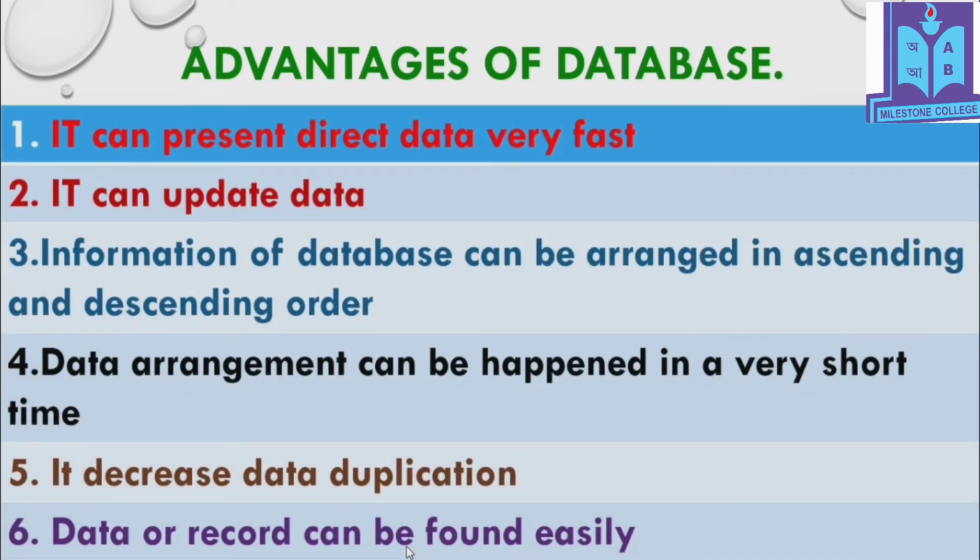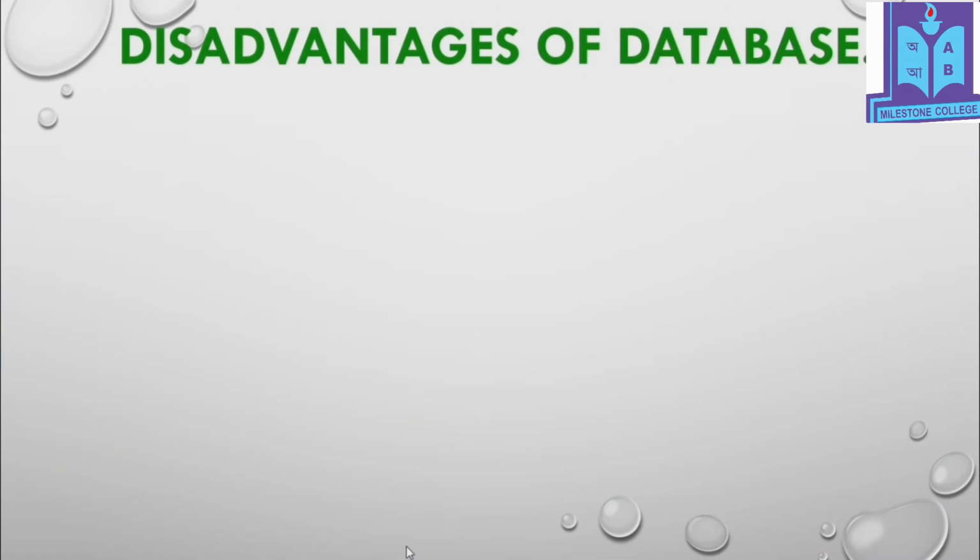Advantages of a database now. It can present direct data very fast. It can update data. Information in a database can be arranged in ascending or descending order. And data arrangement can happen in a very short time. It decreases data duplication. Data or records can be found easily.